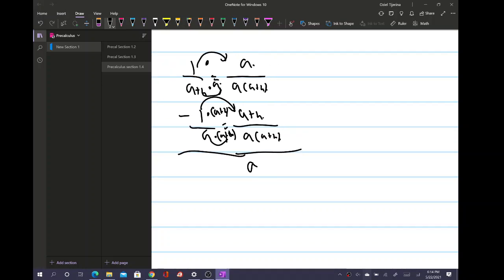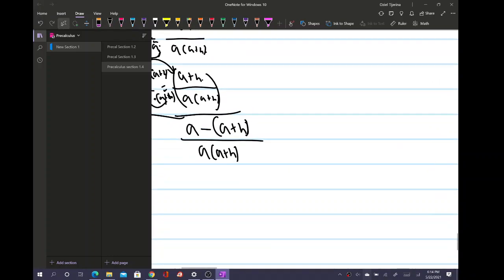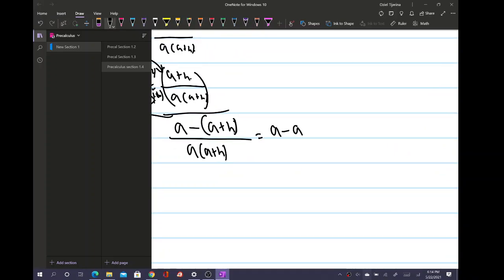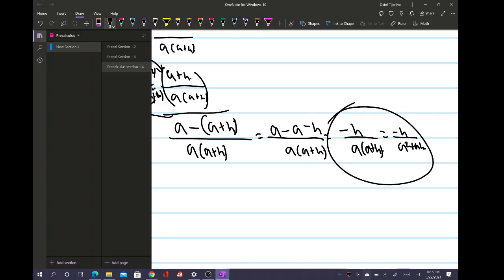And then I can say this is a minus, and I'm going to put parentheses because this is an expression in and of itself, a plus h over a times a plus h. So then this gives me a minus a minus h over a times a plus h. This is equal to negative h over a times a plus h, which is equal to negative h over a squared plus ah. Either way, these are two possible answers.